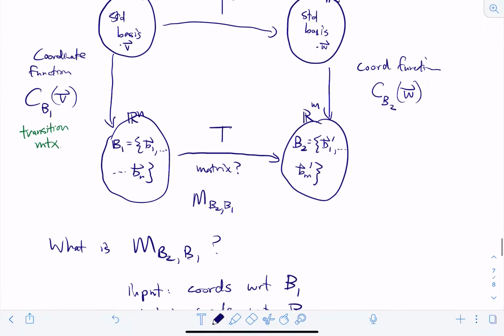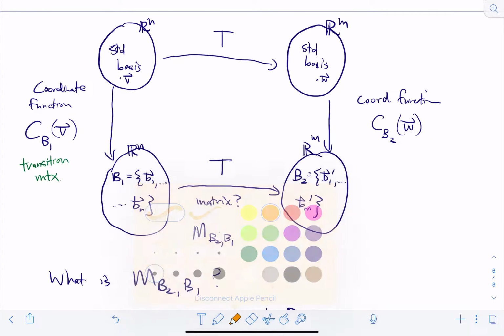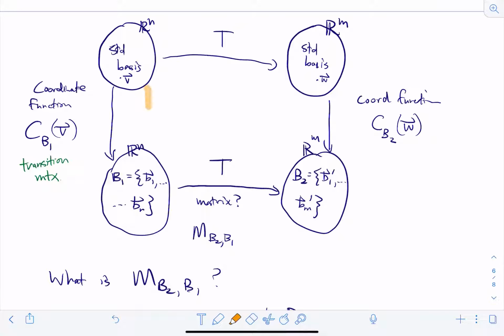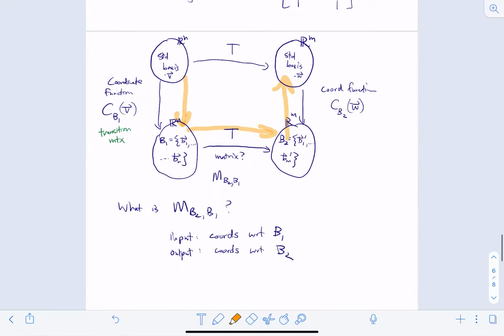Now, this picture is a pathway, so we could say this pathway is the same as this pathway. Or I could say, if you first go down here and then you execute the transformation and then you change the coordinates back, you'd have to find the inverse of that coordinate function. That would be the same as doing T.